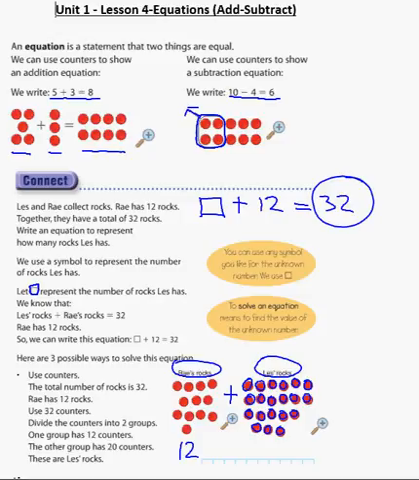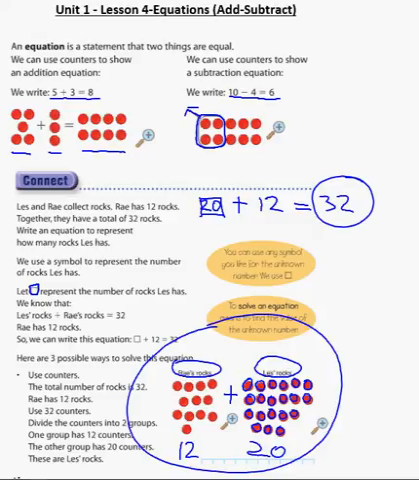Then you just have to count how many counters did I actually just draw. And you actually just drew 20 of them. So there's a 20 there. So we could fill in our square with the number 20. 20 plus 12 equals 32. And we used a diagram to represent it. We've got the counters here. And basically, that's showing your equation and solving your equation using counters.